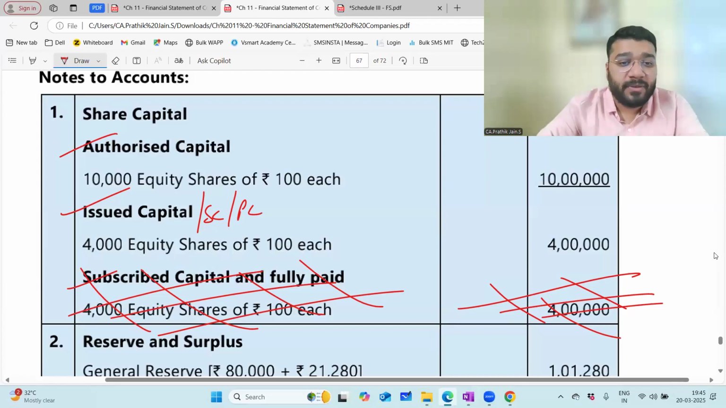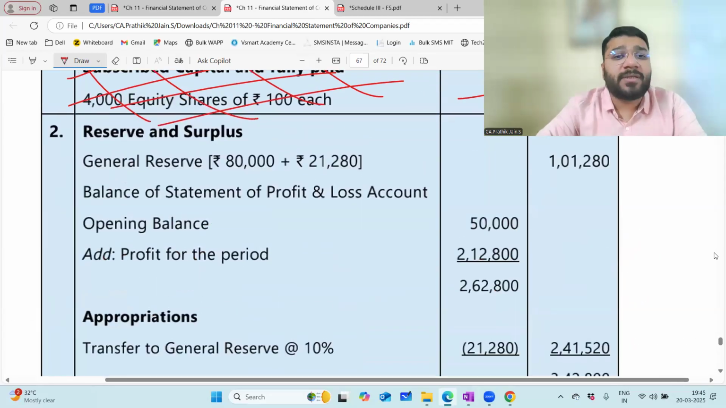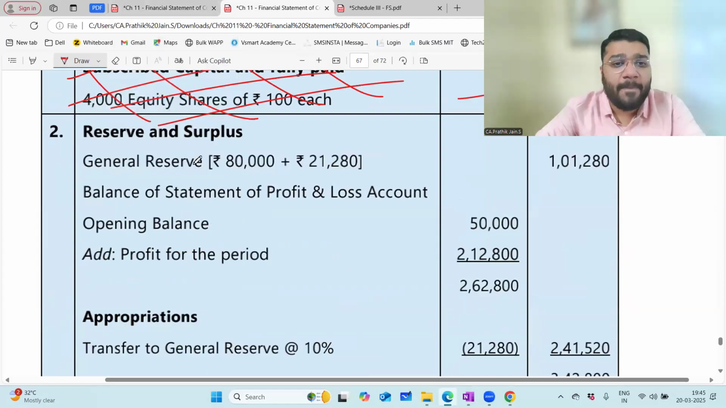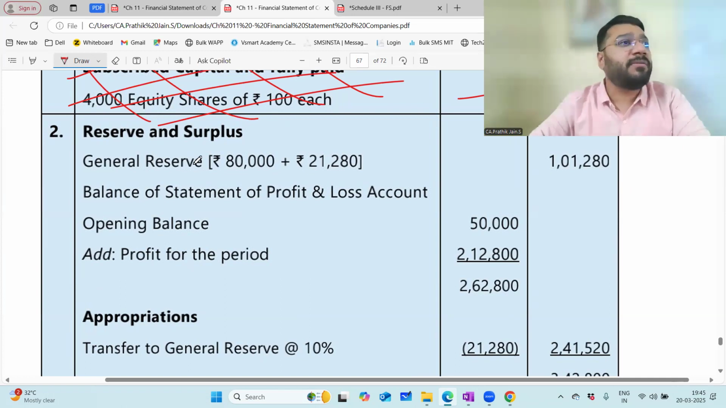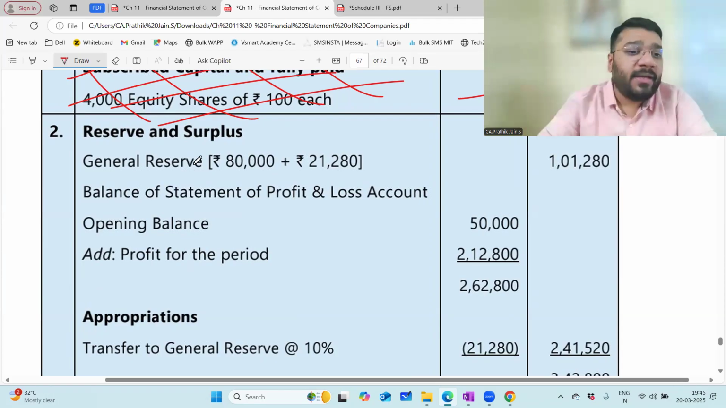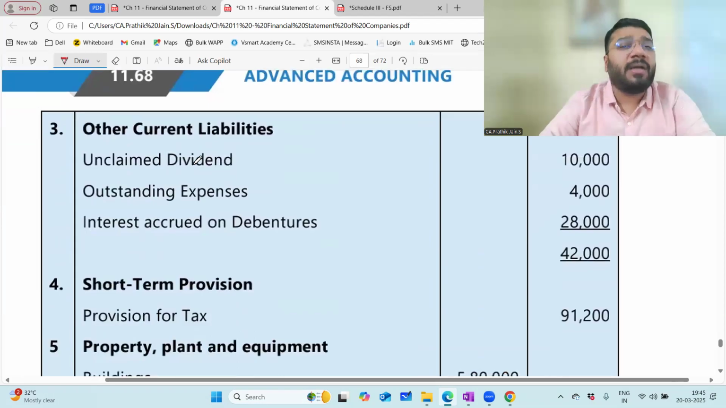Note 2 is what? Reserves and surplus. So how many types of reserves do we have? We have general and P&L. That's all. Correct? You can't do reserves and surplus now. Leave half page blank, because without doing surplus, I cannot do my reserves and surplus. So half page for share capital means half page for reserves and surplus, or one third, one third, one third. You can do 1/3 for note 1, 1/3 for note 2, 1/3 for note 3. So please leave some space for reserves and surplus and go to the third one, other current liability.